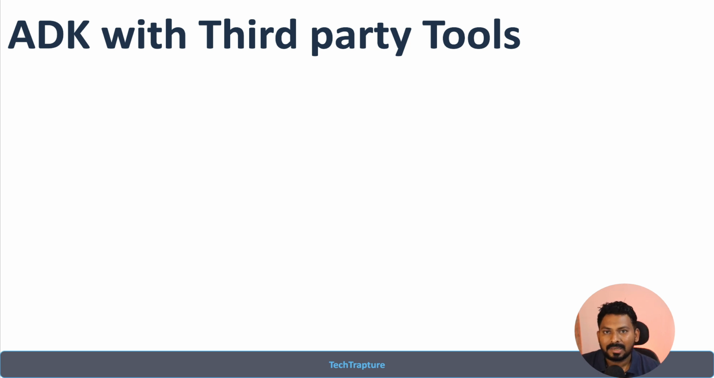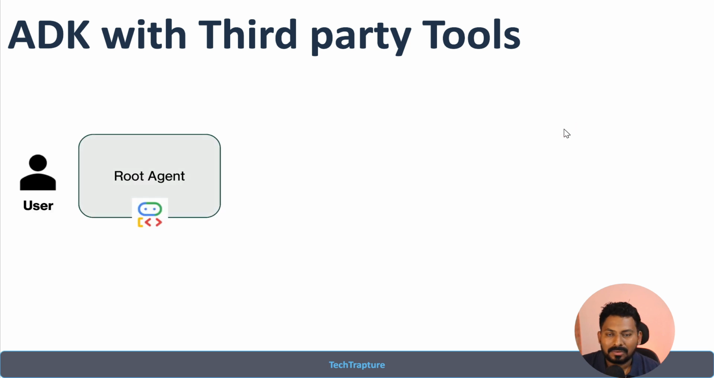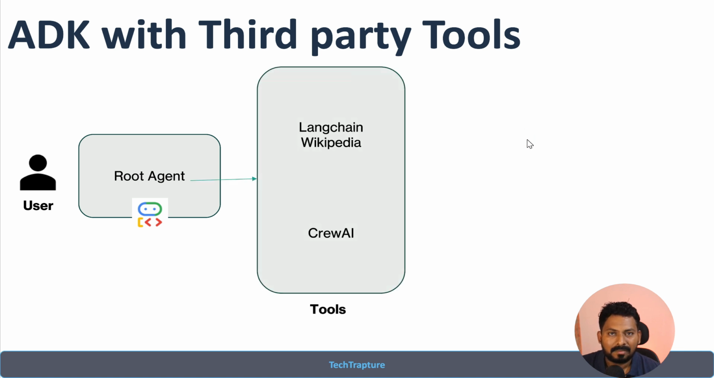So now in this video we are going one step ahead and we are going to discuss the third-party tools which are supported by ADK. So let's see what we are going to do in this video. First we'll create our root ADK agent, and we'll create two third-party tools. We'll be using the Wikipedia tool from LangChain, and one will be using the scraping tool from CrewAI.